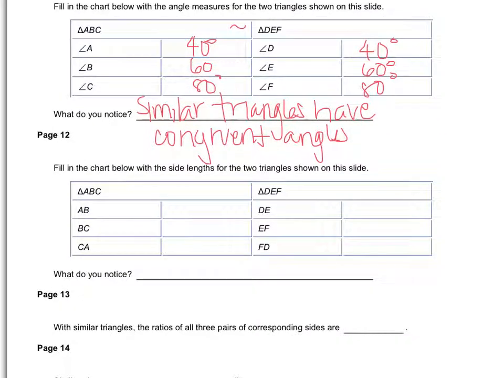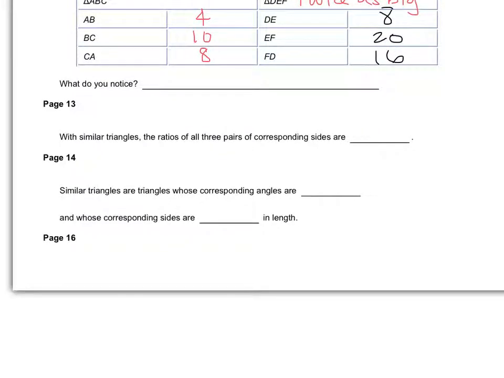Now, same triangles, ABC and DEF, and let's say that ABC had sides of 4, 10, and 8, and DEF was twice as big, then that means each of the sides are twice as big. So if the sides are 4, 10, and 8 for ABC, then for DEF, they're going to be 8, 20, and 16. So when you have similar triangles, the ratio of all three pairs of corresponding sides are what we call proportional. So we're going to be studying proportions, which you will learn about some more in the next lesson.